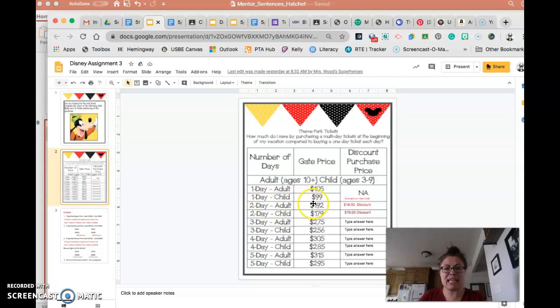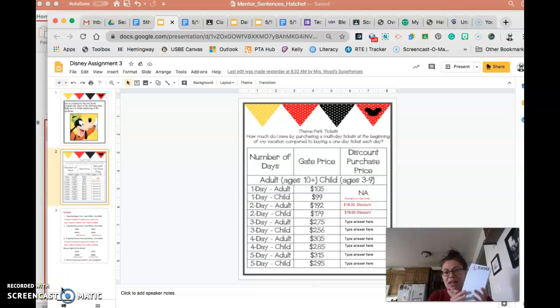So we're going to take this information for a 2-day for an adult. Let me grab a piece of paper. Okay, so I have my paper and I have my marker. So I'm looking at 2 days. So I'm going to take 109 for the adult. Excuse me, 105. Oh man, first mistake I've made all year. And I'm going to times that by 2 because that's how much it would cost me if I was buying a new ticket every day.